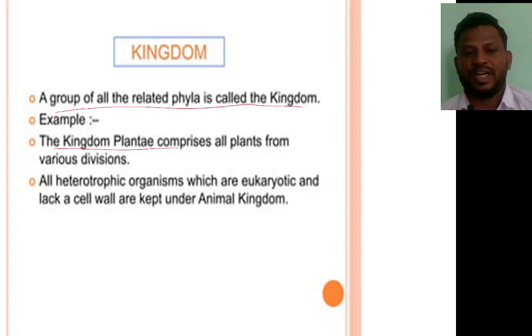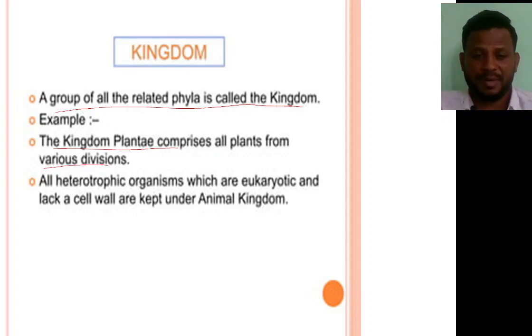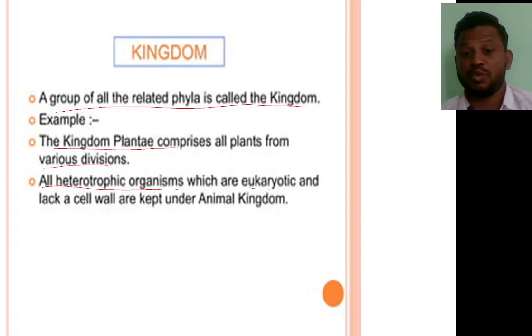I told you before that all the plants come under the kingdom of plants, known as Plantae. All the plants from the various divisions, whatever they may be, come under Plantae. It may be a small tree, a medium tree, a large tree, herbs, or shrubs. Whatever you take, they all come under the kingdom Plantae. And likewise, all the heterotrophic organisms which are eukaryotic.